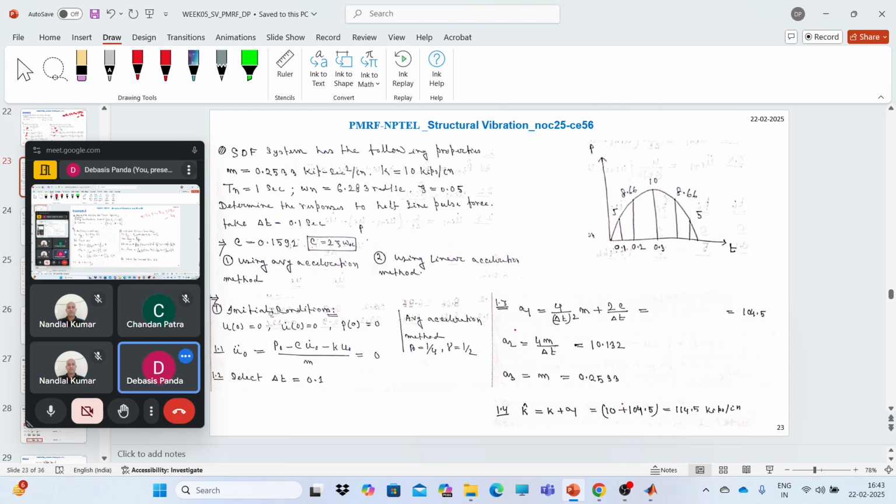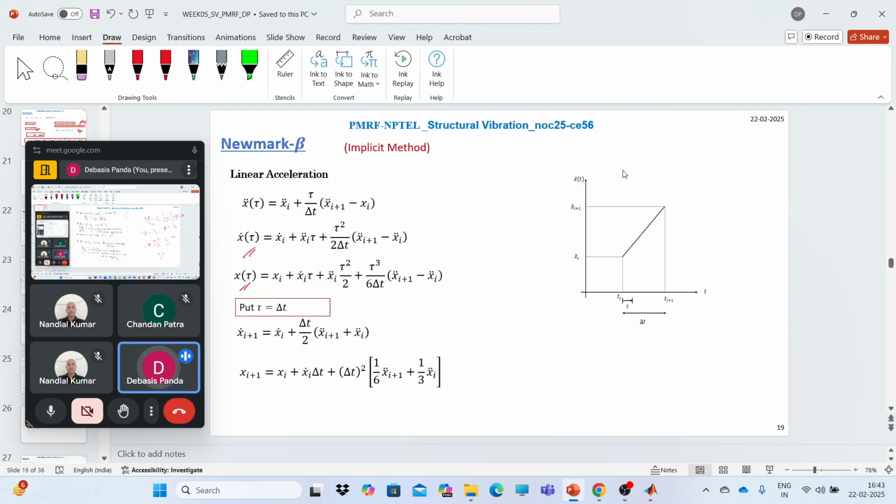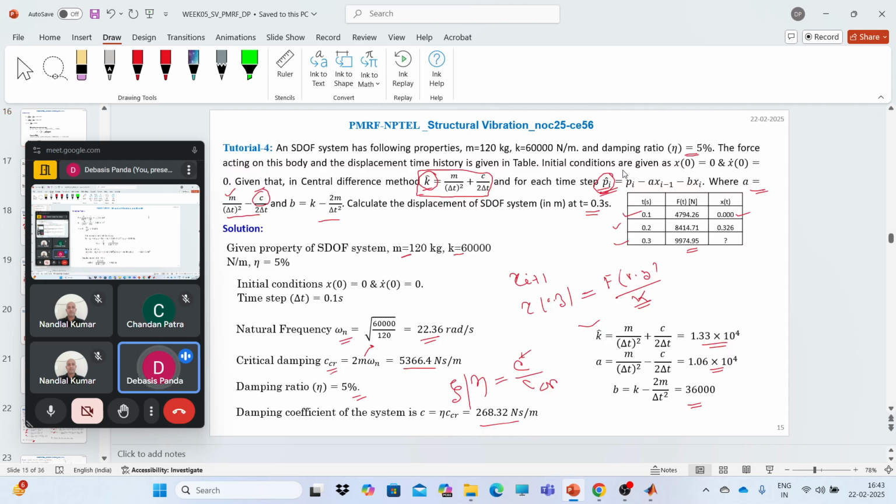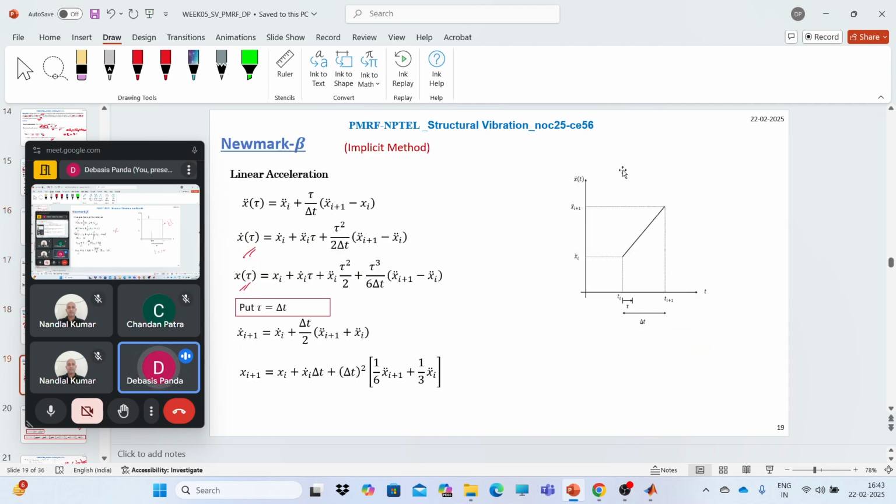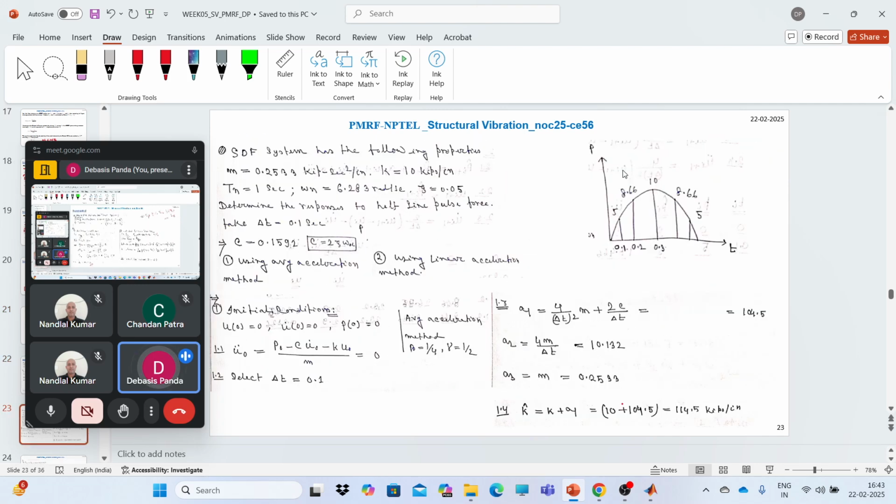Now, if we want to solve this problem, here an SDOF system is subjected to a half sine pulse, and the forcing function is given. The sine pulse is represented by this, like at 0.1 second the force is 5, at 0.2 second the force is 8.66. Here also one thing I must mention, like instead of giving this kind of table, they may represent the force like this. So you need to interpret the force accordingly.